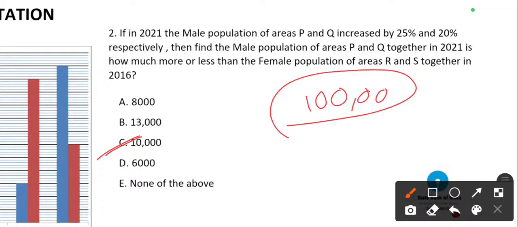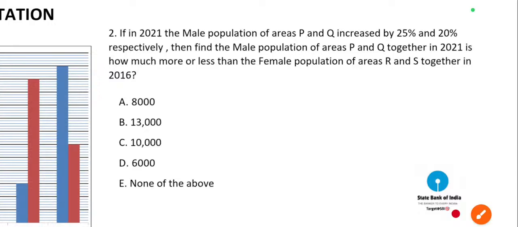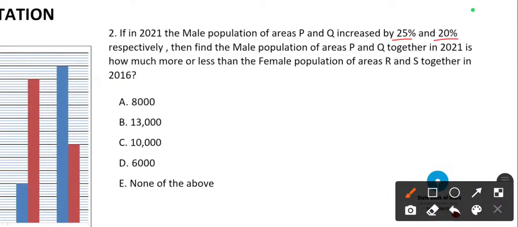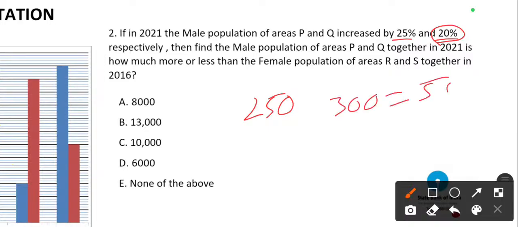Lalita, how did you get option E? Once more, it says that P and Q, the male persons, are increased by 25% and 20%. Initially we have 200 males in P. 25% means 1/4 of 200, which will be 50. So 50 added means 250. Next, initially we have 250 males in Q. 20% means 1/5. 1/5 of 250 will be 50, so we got 300. Sum of these two, we get 550.